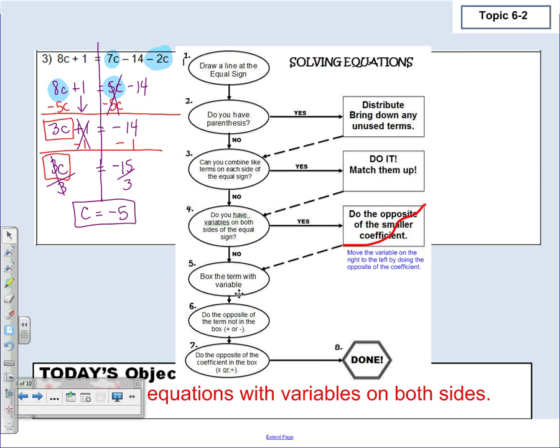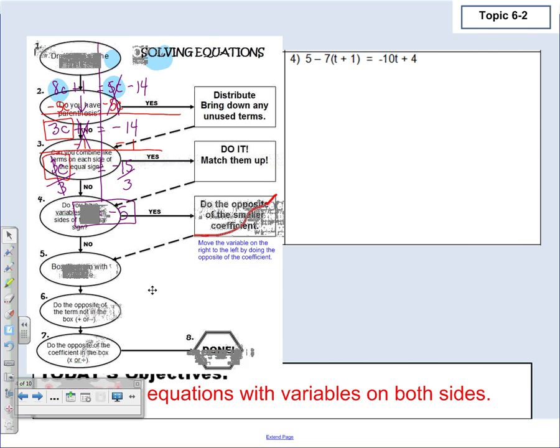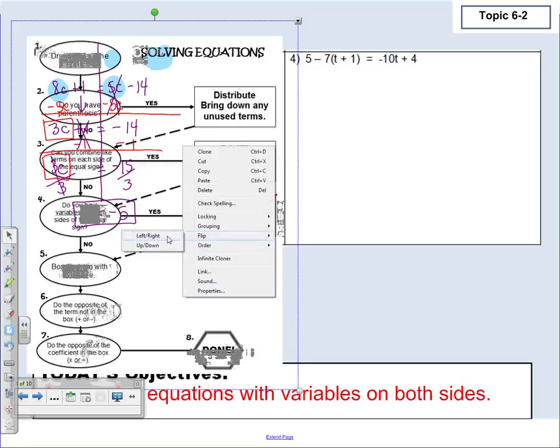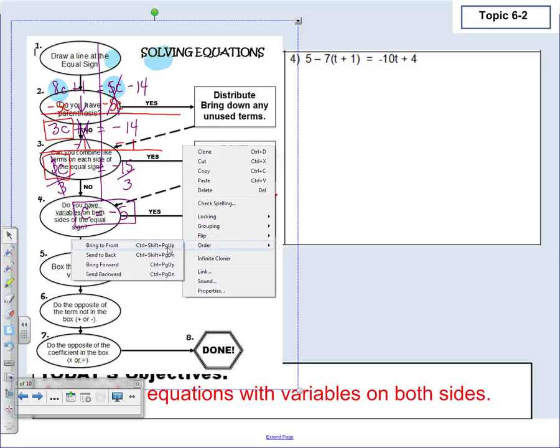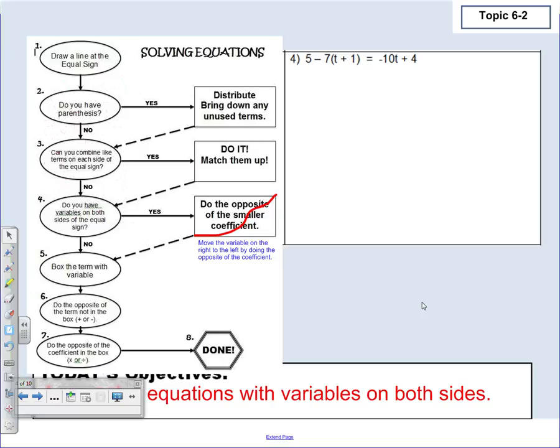Problem 4. We have 5 minus 7 times the quantity t plus 1 equals negative 10t plus 4. Let's start drawing our line down the equal sign. Do we have parentheses? Yes, we do. This time we're distributing the negative 7 into the parentheses for t plus 1. Nothing's going on with the 5. I'll go ahead and bring it down.